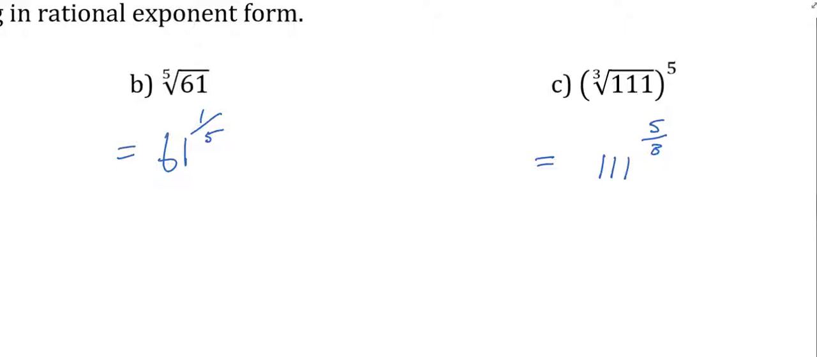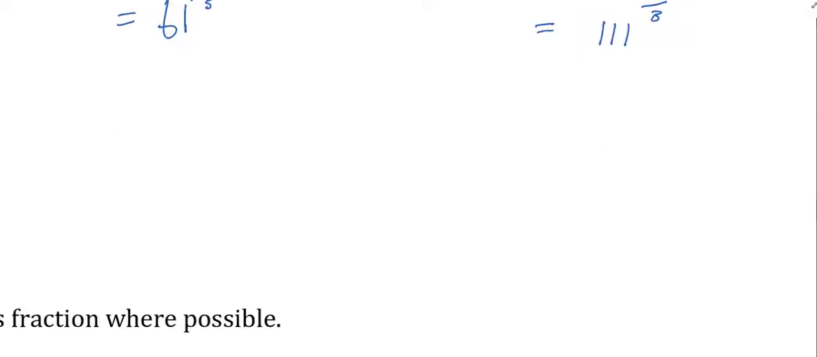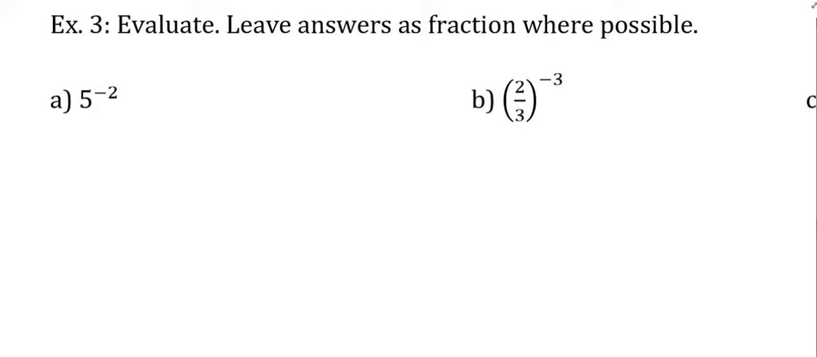Okay. And now it says evaluate, leave answers as fractions where possible. So preferably no decimal answers. It doesn't say that you have to write it in the other form first, but we're going to do that as we go so that we always remember what's happening. Now, this first one's not a rational exponent, not a fraction exponent. So this is where we get to do a little bit of review for the quiz tomorrow.